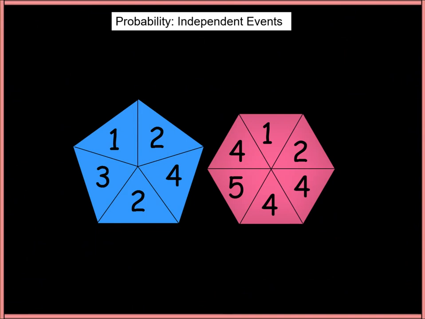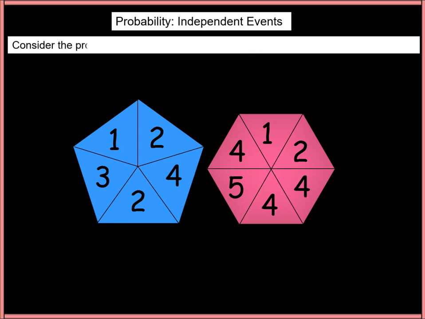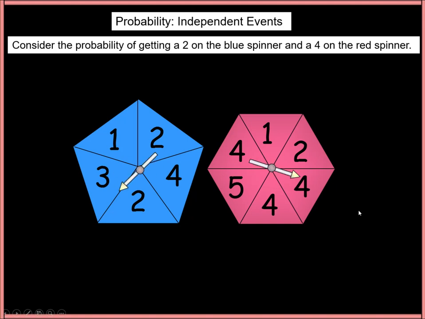Okay, this time I've got two spinners and they spin independently of each other. So what I get on one spinner does not affect what I get on the other. On the blue spinner, I've got the possible outcomes 1, 2, 2, 3, and 4. And on the red spinner, I've got the outcomes 1, 2, 4, 4, 4, and 5.